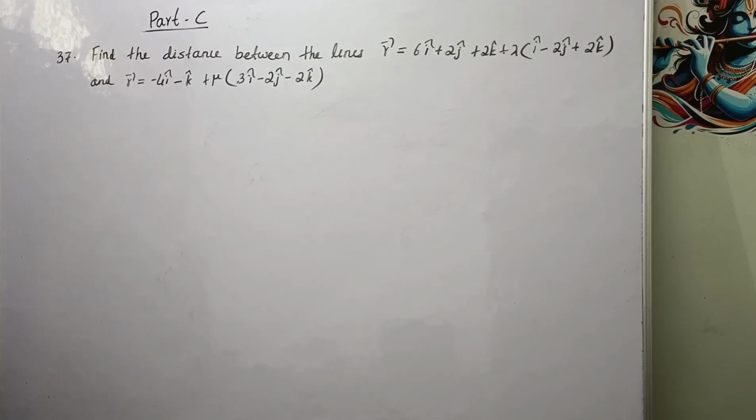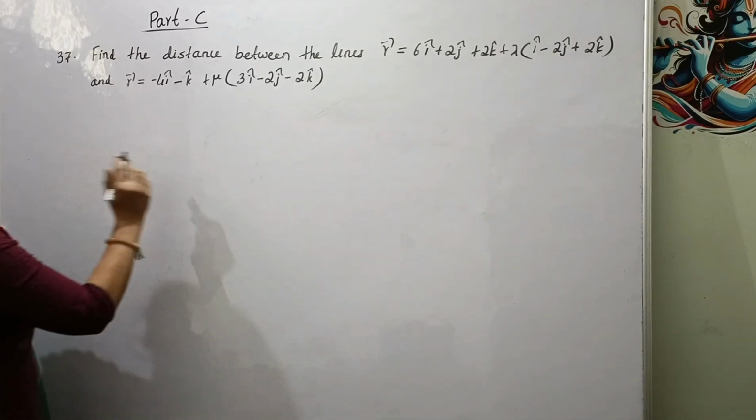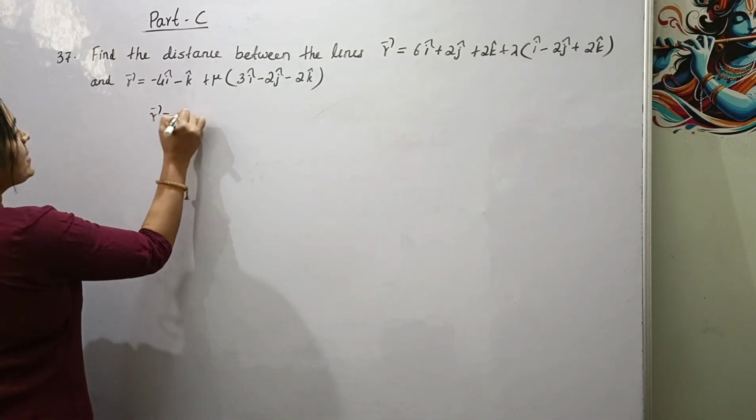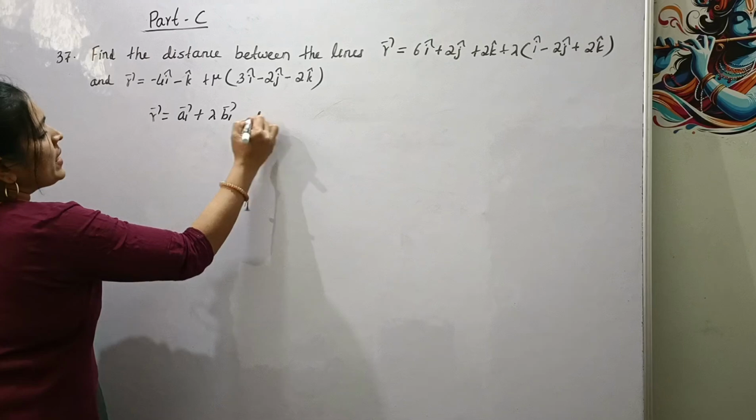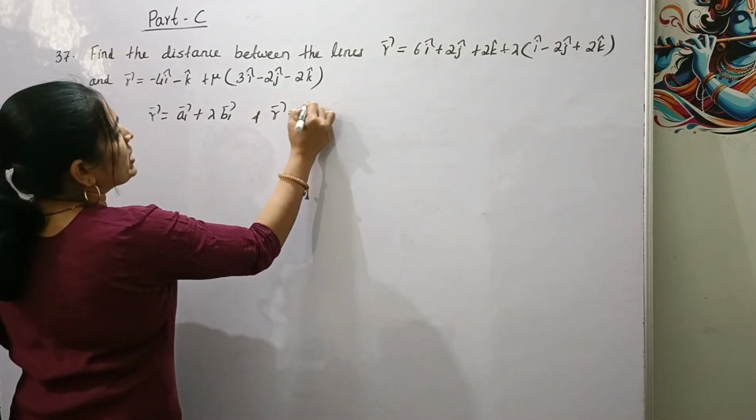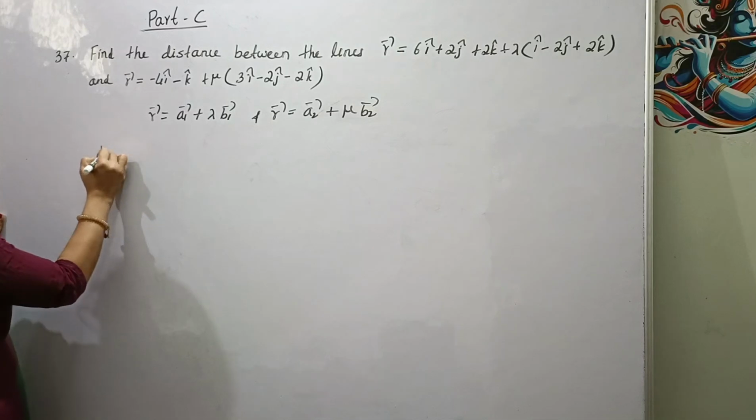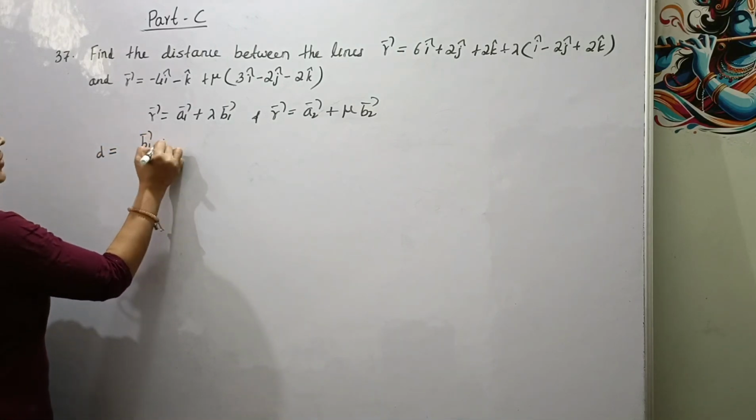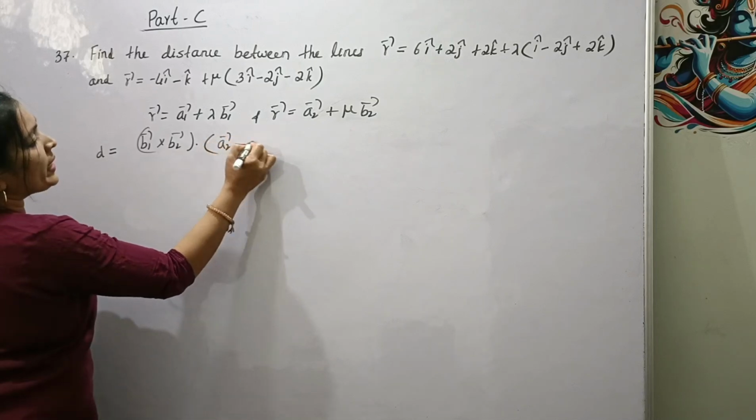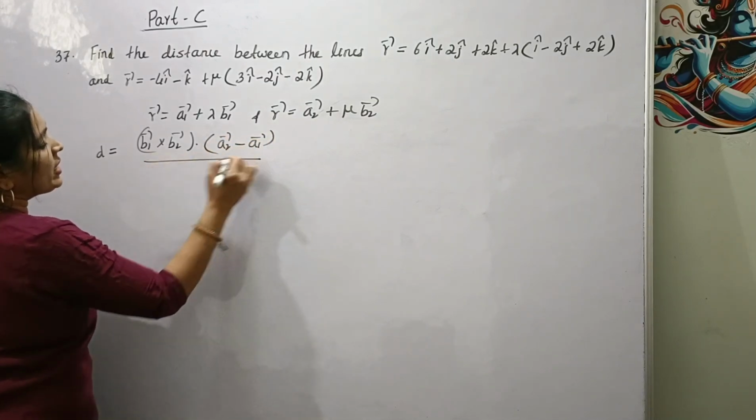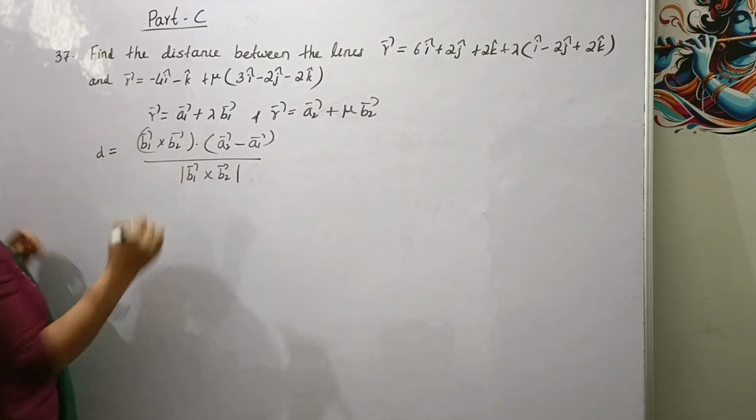Here we have to find the distance between the given two lines, and we know that the distance between two lines, vector r is equal to vector a1 plus lambda vector b1, and vector r is equal to vector a2 plus mu vector b2, is d is equal to vector b1 cross vector b2 dot vector a2 minus vector a1, divided by modulus of vector b1 cross vector b2.